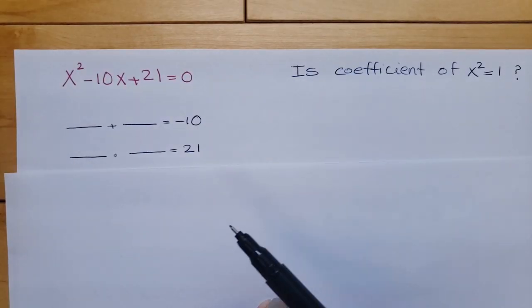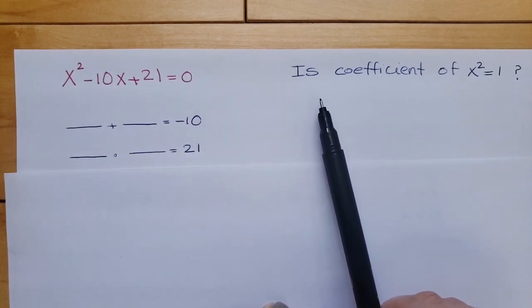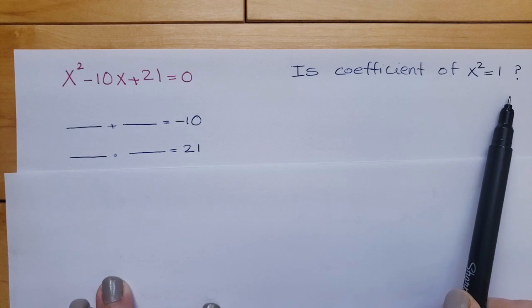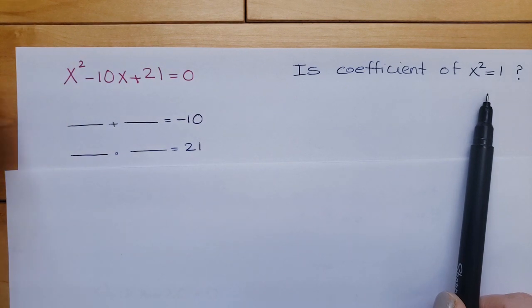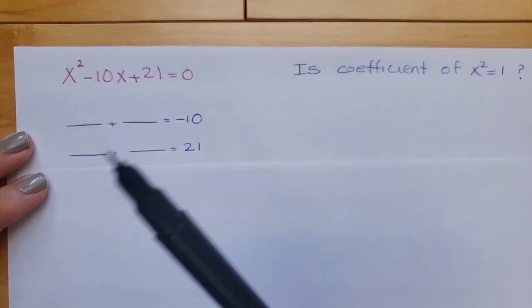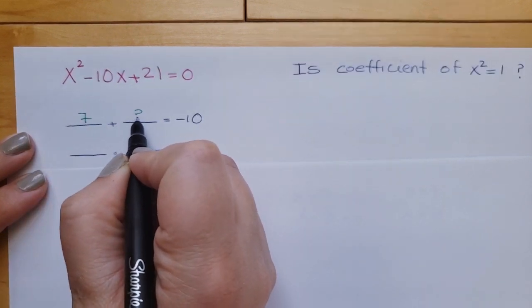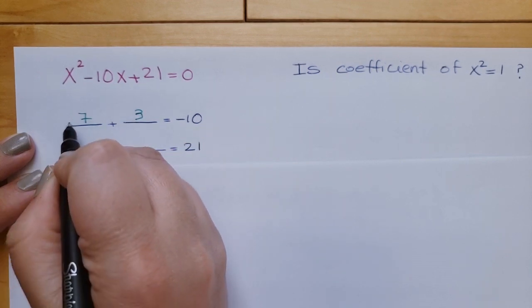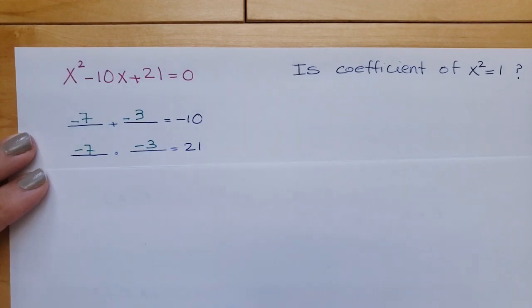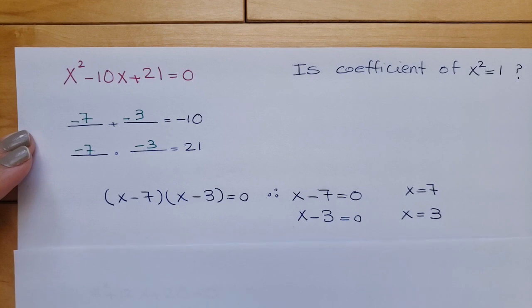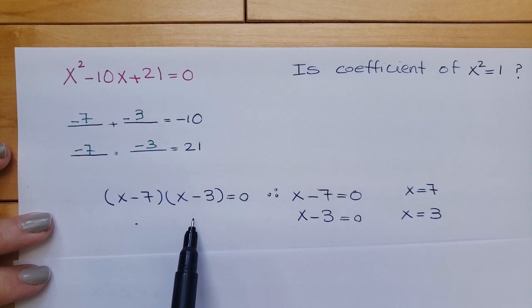Okay, another example. X squared minus 10x plus 21 equal to 0. First, we have to check: is the coefficient of x squared 1? And yes, so it satisfies the condition. Here, we are looking for two numbers which, when we add them, we get negative 10, and when we multiply them, we get 21. So I would say 7 and 3. And then both of them with a negative sign, and as you can see, if we multiply them, it would be 21. Then it will be factorized to x minus 7 multiplied by x minus 3.